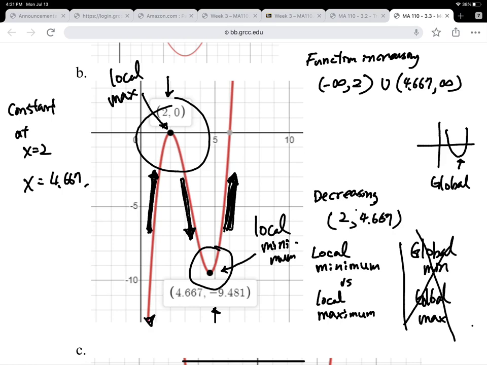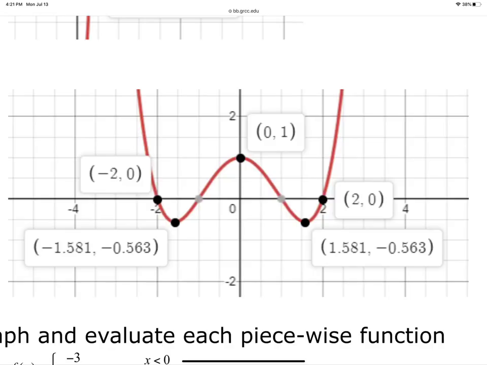All right, so we'll look at one more. This graph here is a W shape. So let's point out our local min and local max first. Our local min would be these 2 points, and this peak right here will be the local max.